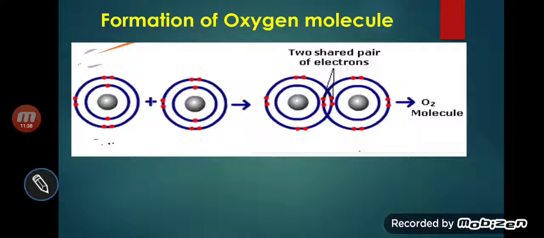Please note down in your copy, and also note down the names of the elements from atomic number 1 to 20. It is very important.